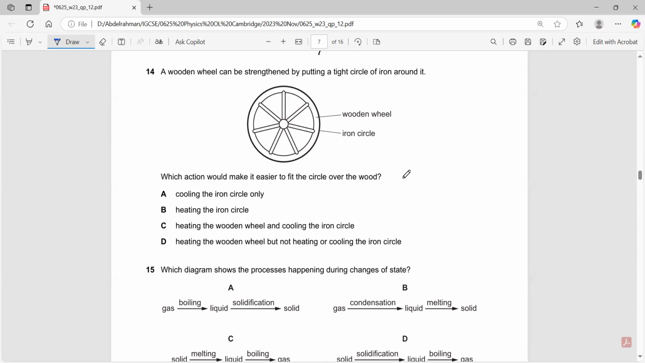You need to increase the volume, increase the diameter of this iron circle so that it could fit around the wooden wheel. So how could you increase the volume of this iron circle? By heating the iron circle, due to thermal expansion, right? With thermal expansion the volume would increase, so it could fit around it. And then when it cools down, it would shrink, so it would fit tightly around the wooden wheel.